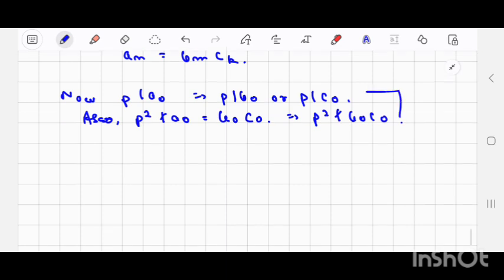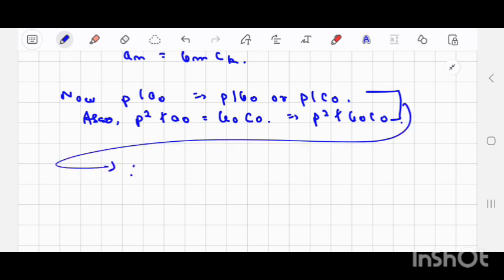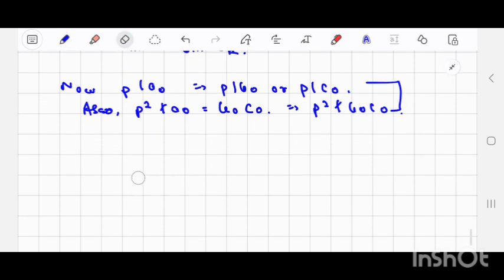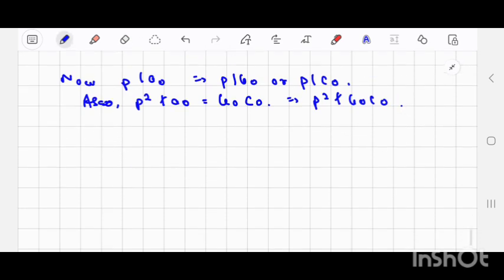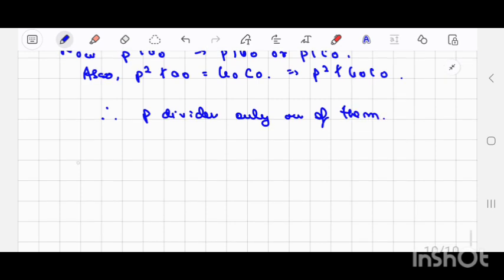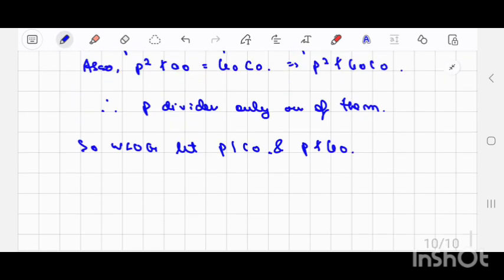What do these two mean? These two conclude that, therefore, p divides only one of them. That is what I meant, only one of them. So without loss of generality, let p divide c0, and specifically p does not divide b0. Clear? Okay.